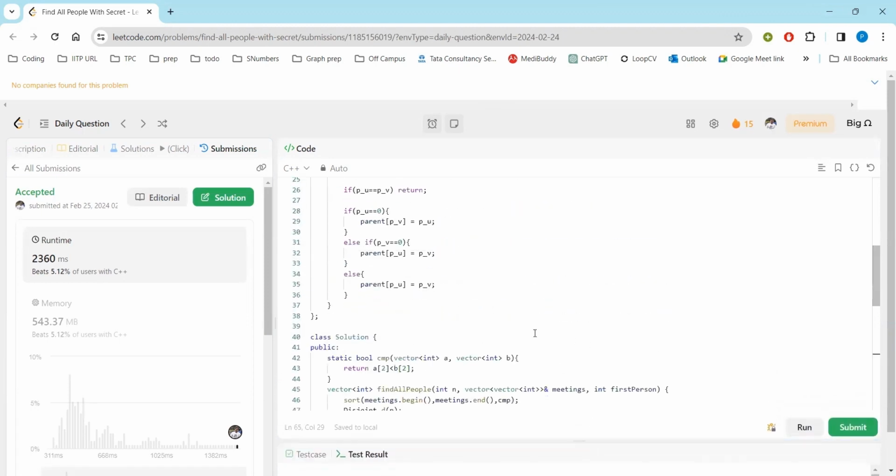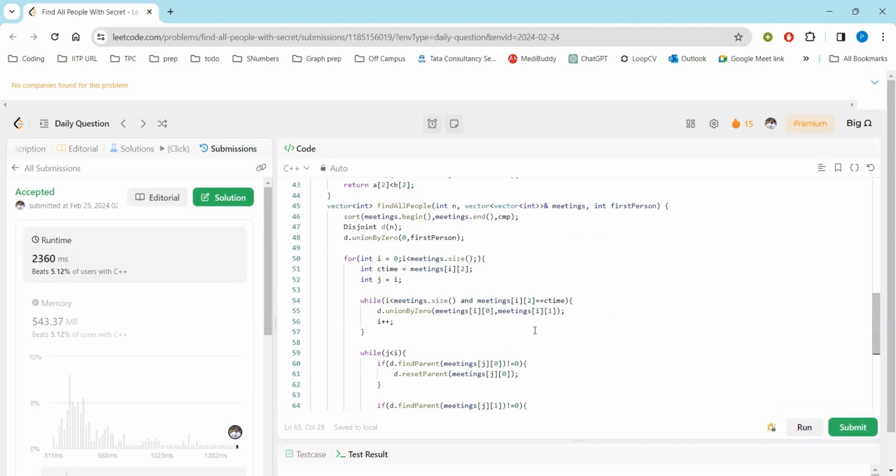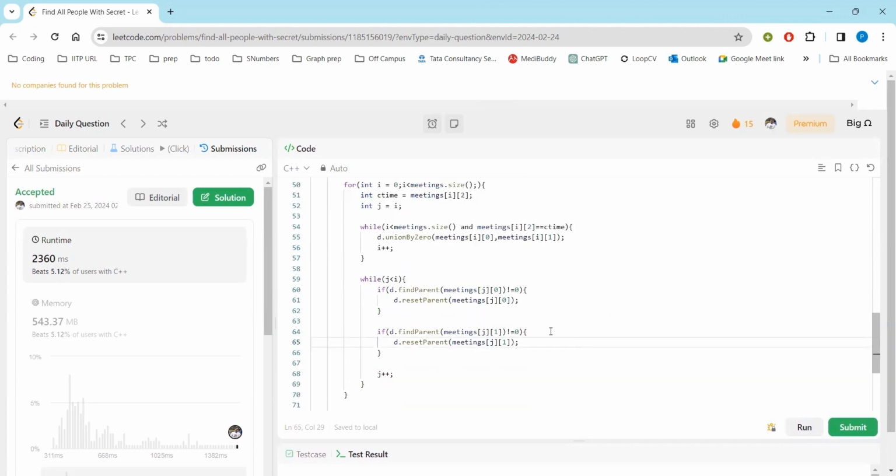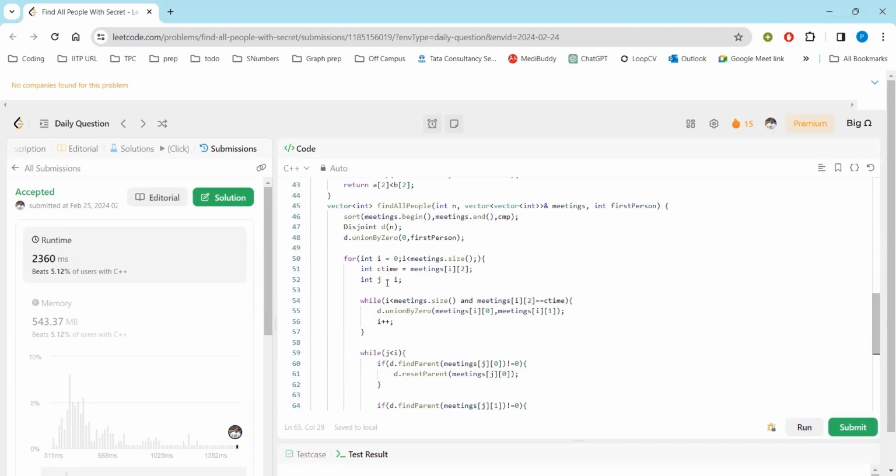So there are other solutions also that we can use by creating a graph. So you may find a different approach for this question.